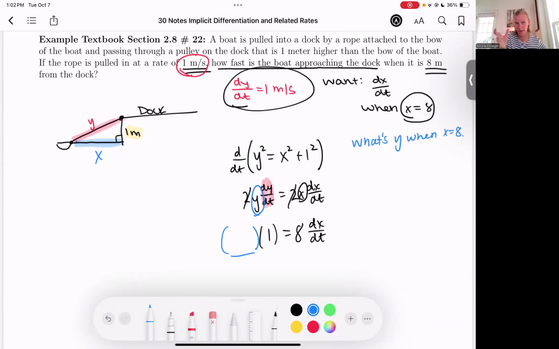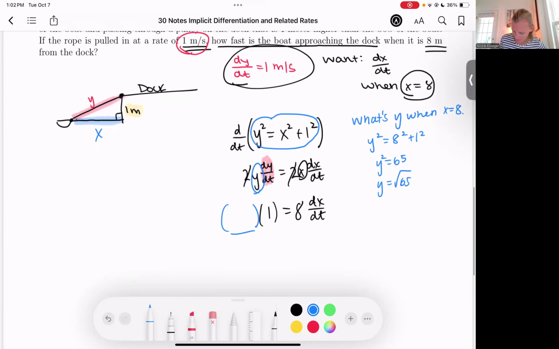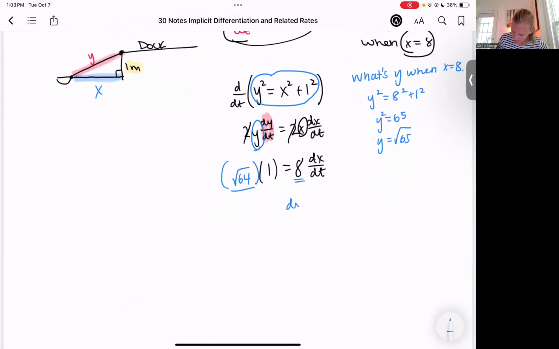So how long is the rope when the boat is 8 meters from the dock? We can use the Pythagorean theorem again, because it gives us a way to relate x and y. We can just replace x with 8. So y squared is 8 squared plus 1 squared, so y squared is 65, and y is the square root of 65. This is the positive square root because it only makes sense to have a positive length of a rope. So that's what we're going to replace y by. Square root of 65. Now we can just divide both sides by 8 to find dx/dt is root 65 over 8.